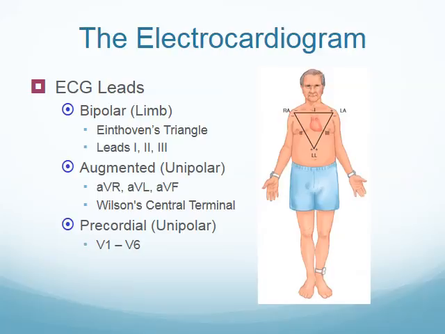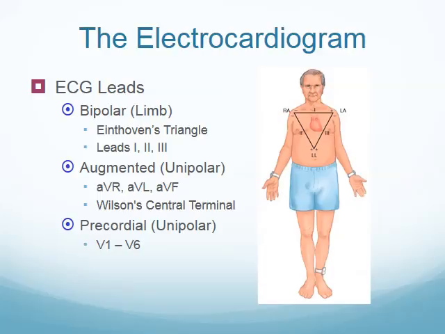Whenever you hook up your 3 lead EKG, you also have what are called augmented leads. As opposed to the bipolar leads, the augmented leads are unipolar. What this means is they only use one electrode as the positive electrode, and the negative is not an electrode but what's called the Wilson Central Terminal, which is just an arbitrary location at the center of the electrical conduction system in the heart.